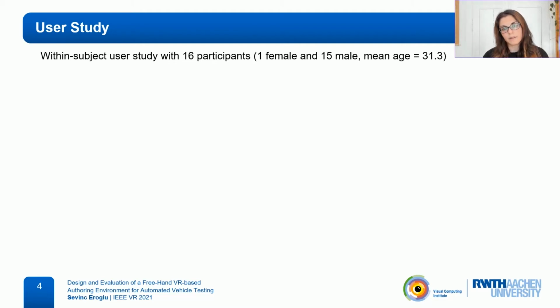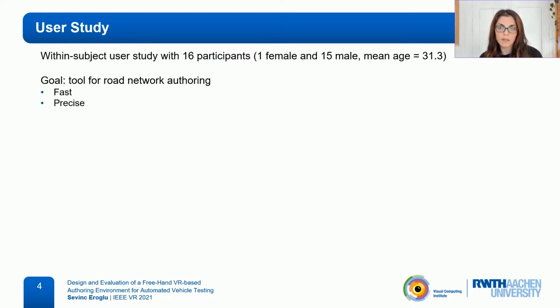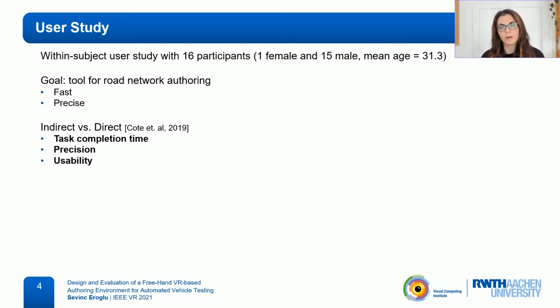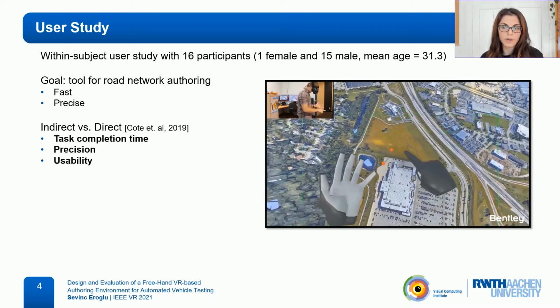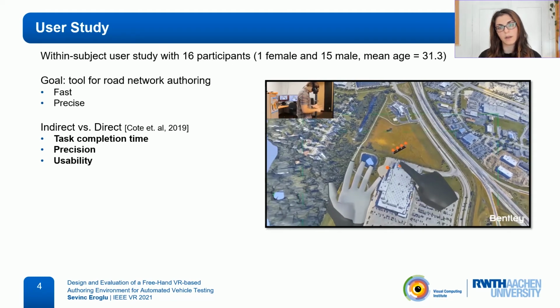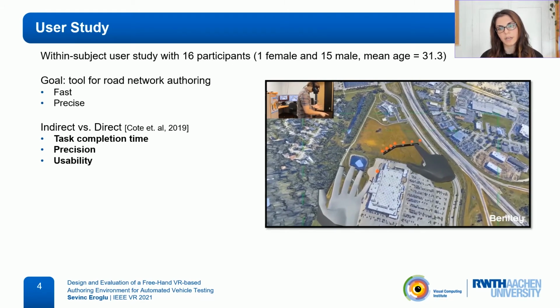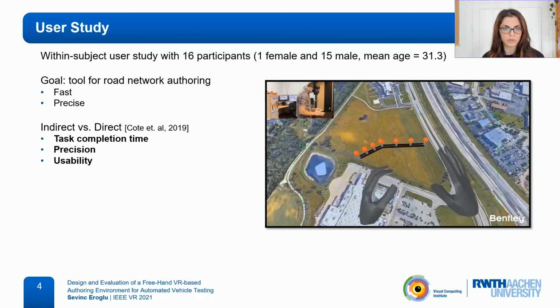To evaluate our indirect technique, we performed a within-subject user study with 16 participants. Our goal is to provide a tool for road network authoring that is fast and offers a precise placement of objects. Therefore, we compared our indirect technique to a direct interaction technique regarding task completion time, precision, and usability. The direct interaction is inspired by the work of Code et al., where users create roads by placing control points directly on the terrain. And navigation is performed by using two-handed gestural inputs.